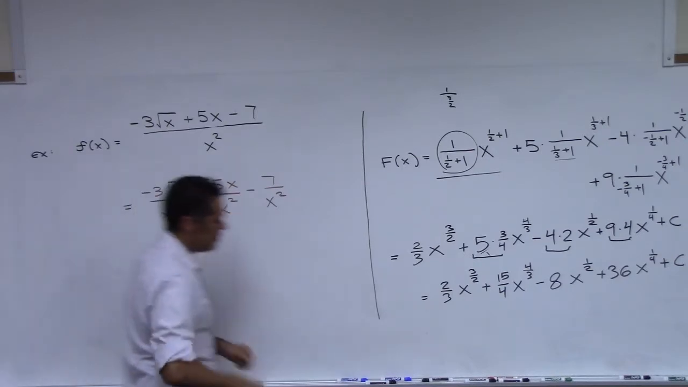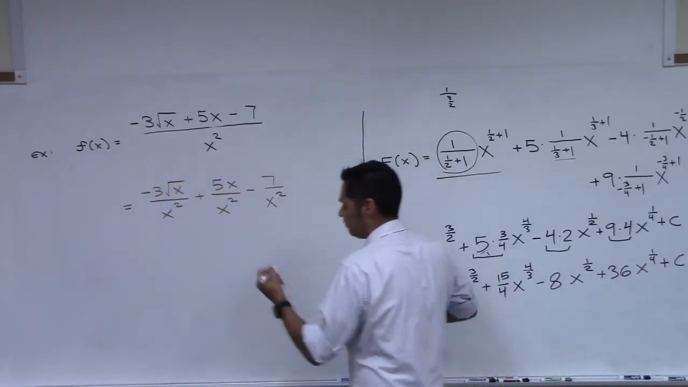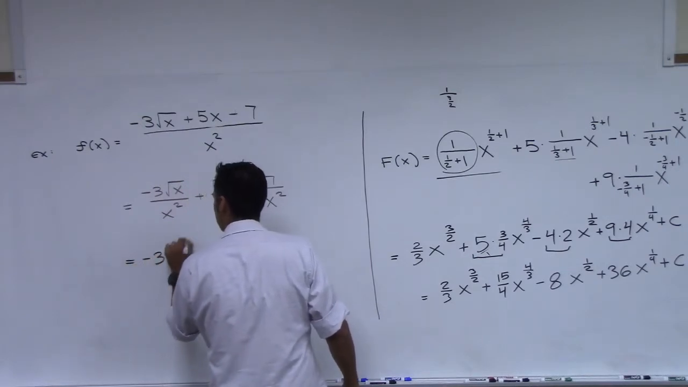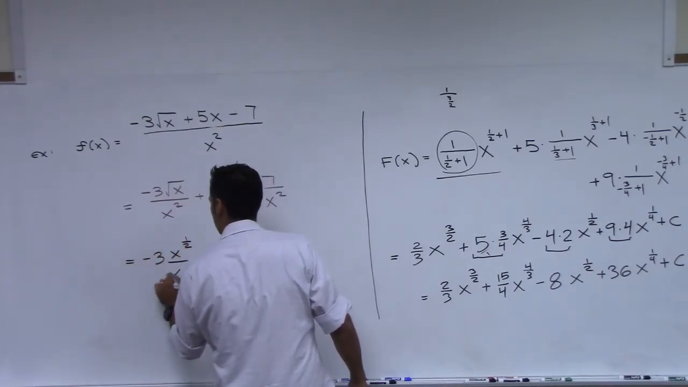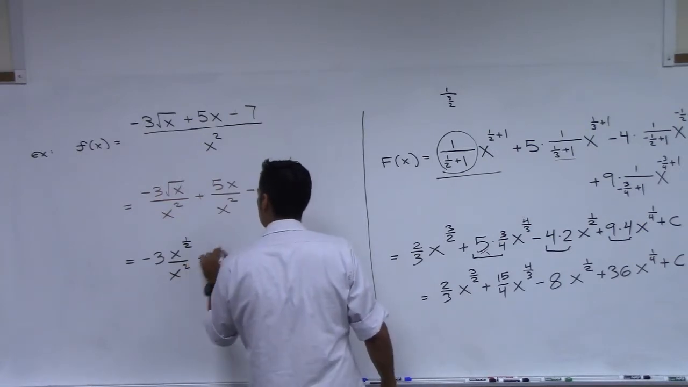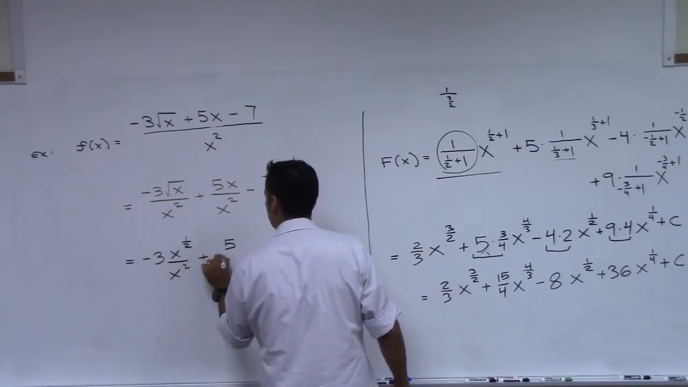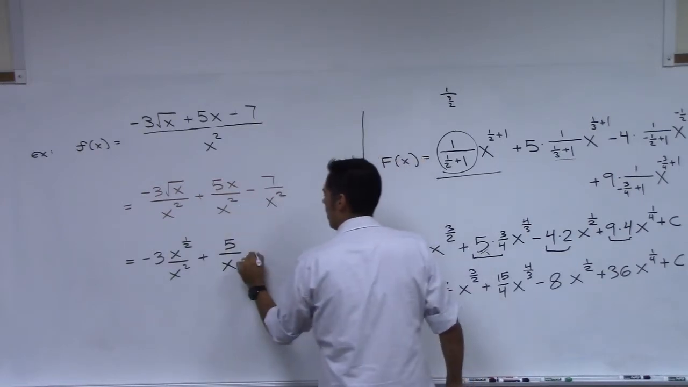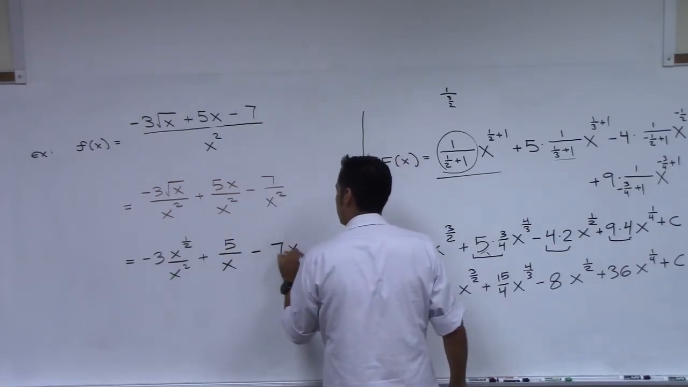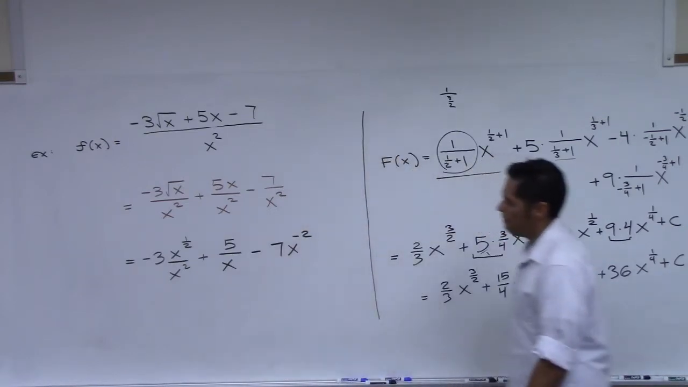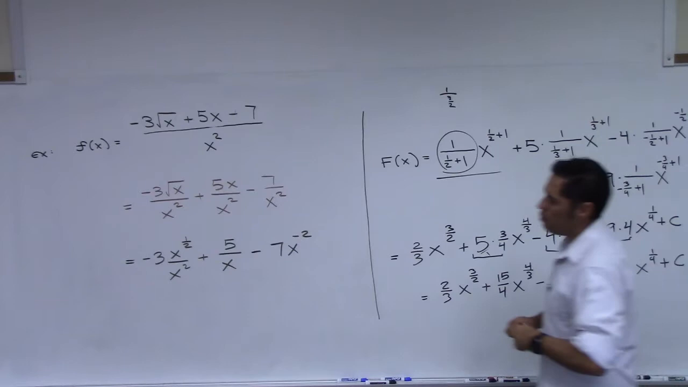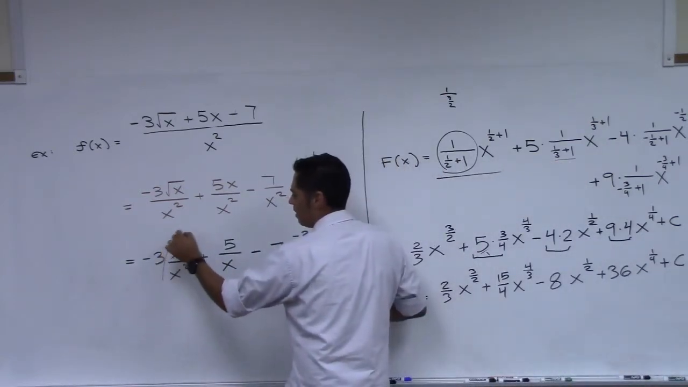And then for each of those, I can figure out what my x's are. So this is going to be -3 x to the half over x squared plus, well, can I just write 5 over x on this one? Because that one, I think, cleans up a lot easier, yes? And then minus, let's go 7. How about x to the -2 on that last one? We're almost to the point where we can use the rule. We just have to figure out what to do here.